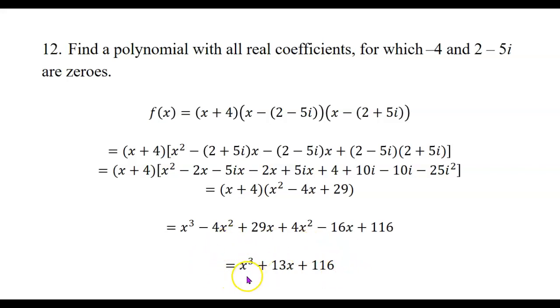So there we have a polynomial with all real coefficients, no i's in the coefficients, and negative 4 is a zero of this polynomial, and so is 2 minus 5i. If you took 2 minus 5i to the third power, plus 13 times 2 minus 5i, plus 116, it should come out to equal 0.